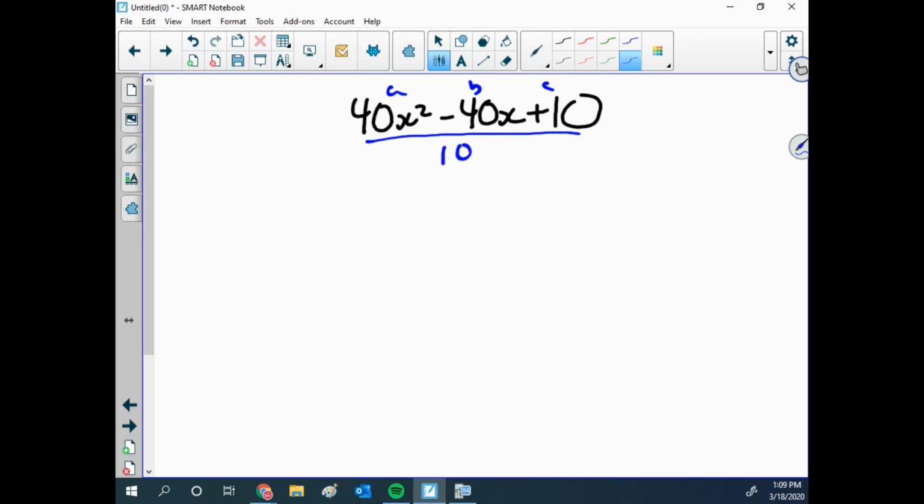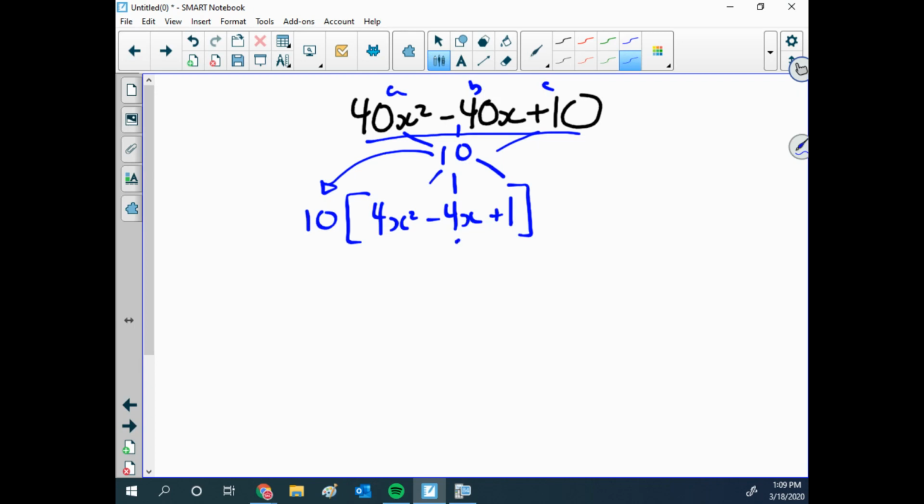The GCF is 10. So I could take out a 10, and then I write what's left after everything has been divided by 10. So 40x squared divided by 10 is 4x squared. Negative 40x divided by 10 is negative 4x. And 10 divided by 10 is 1. If you notice, I put a square set of brackets here just because 10 is on the outside. I'm going to eventually add brackets in here anyways, so I want to differentiate between my brackets.